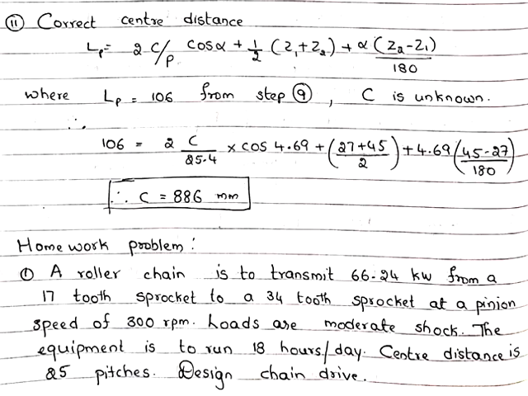Last step, calculate the correct center distance. The only difference between this equation and the equation used in step number 9 is, in the equation used in step number 9 you had C prefix P, but here it is C divided by P. In this equation, Lp value is from step number 9, C is the correct center distance, that is unknown, you have to determine. All other values are known, substitute, you will get C value as 886 mm.